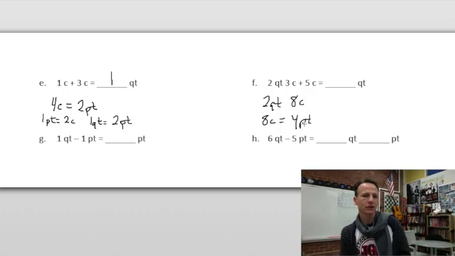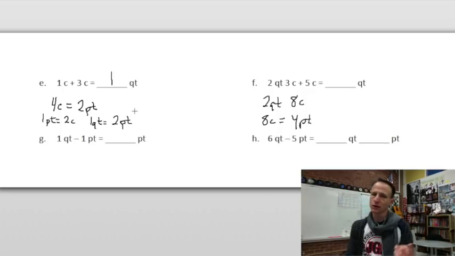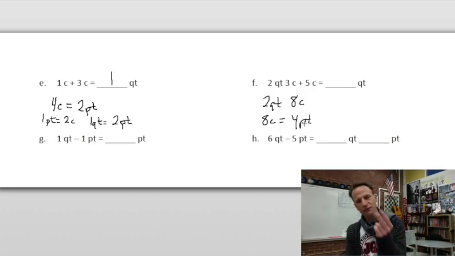So 8 cups is 4 pints. However, we're looking for quarts. So we know from over here, 1 quart is 2 pints. So with these 4 pints, every 2 of those is a quart. So 2, 4. That would be 2 quarts, right?